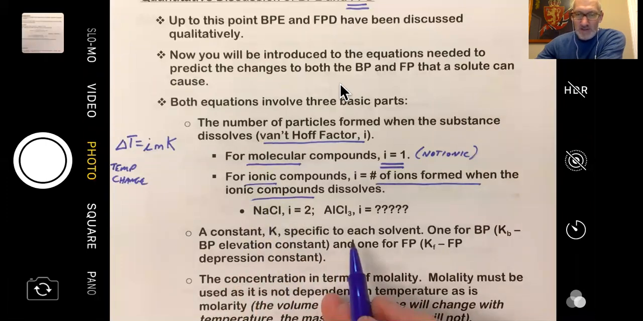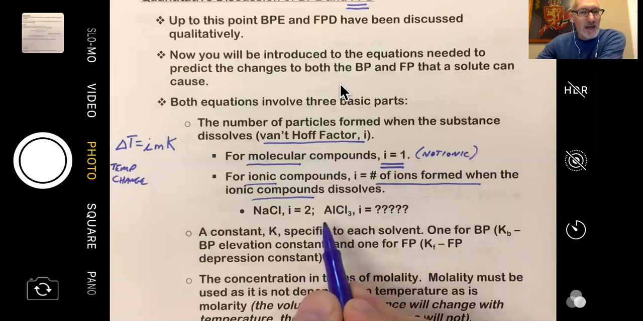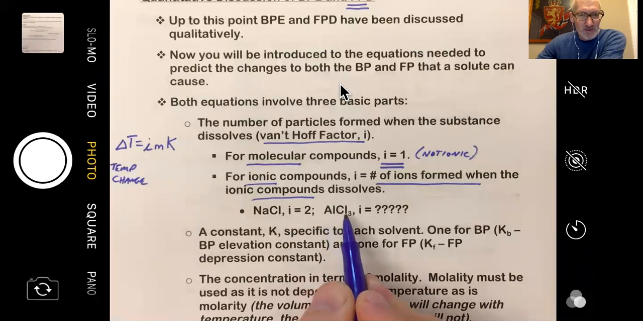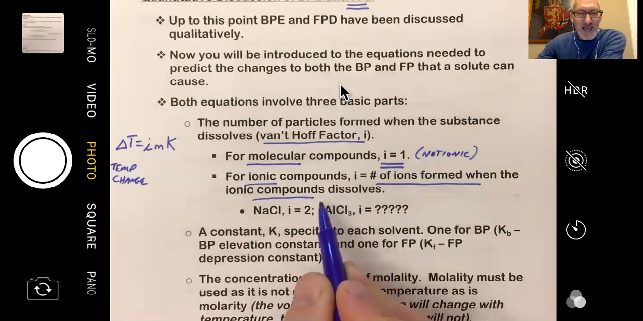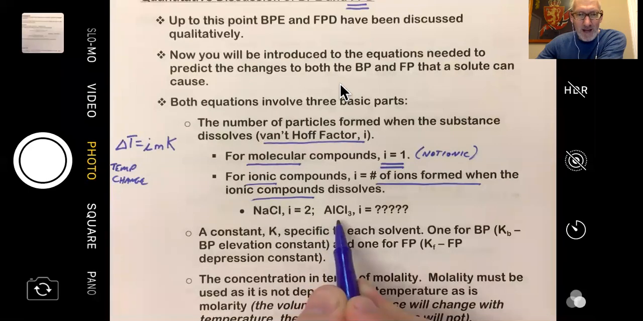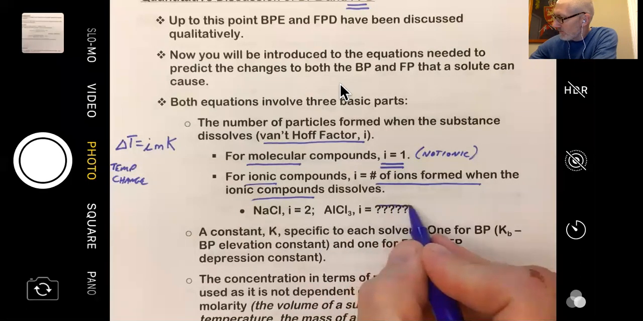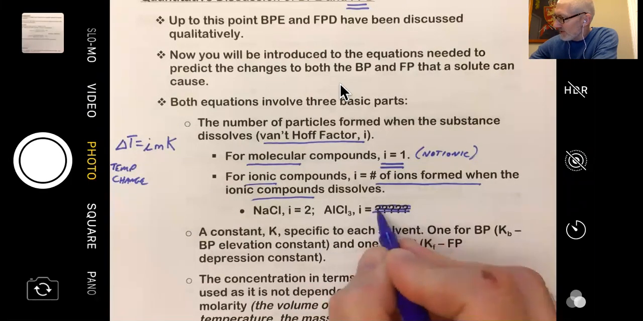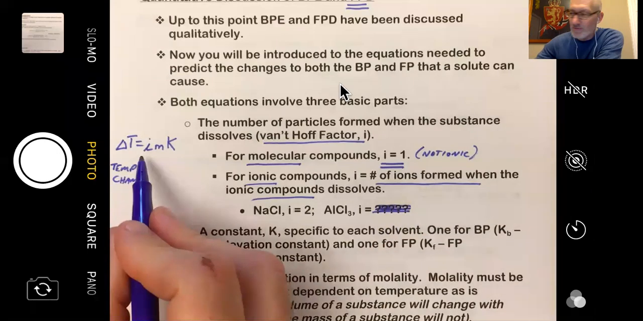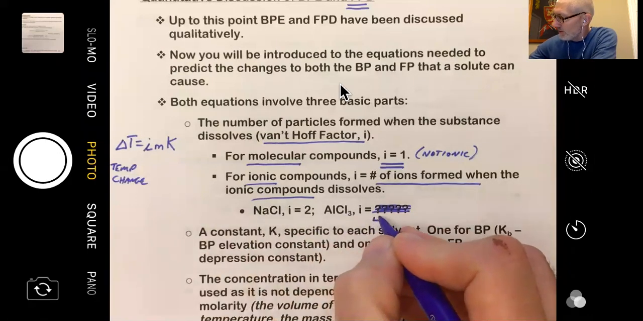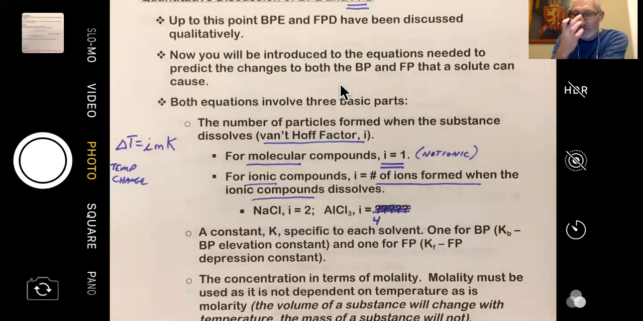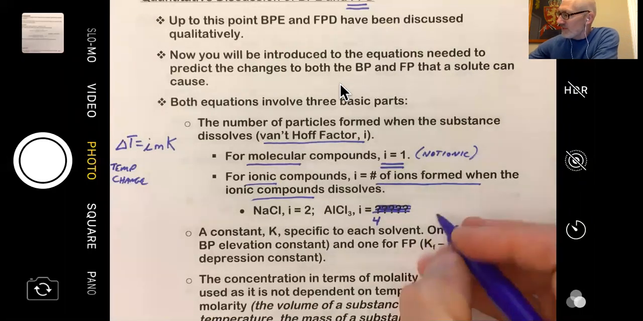Now, I'm going to come over here to you, Stella. If I were to dissolve AlCl3, AlCl3 is a metal and a nonmetal, so it's definitely ionic. How many Al ions are in this formula, Stella? 1. How many Cl ions are there? 3. So how many total ions do we have? 4. Yep. And so the Van't Hoff factor, the i that we would use for this formula, would be equal to 4.